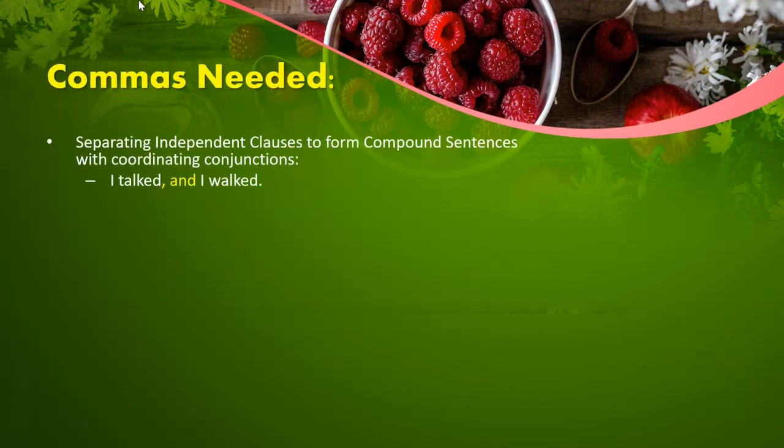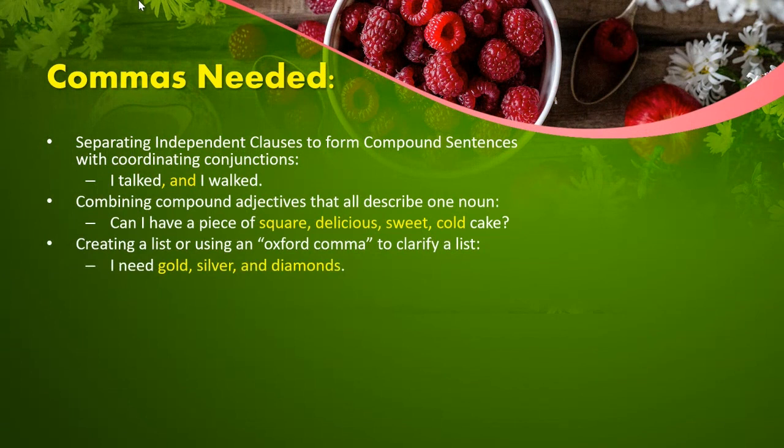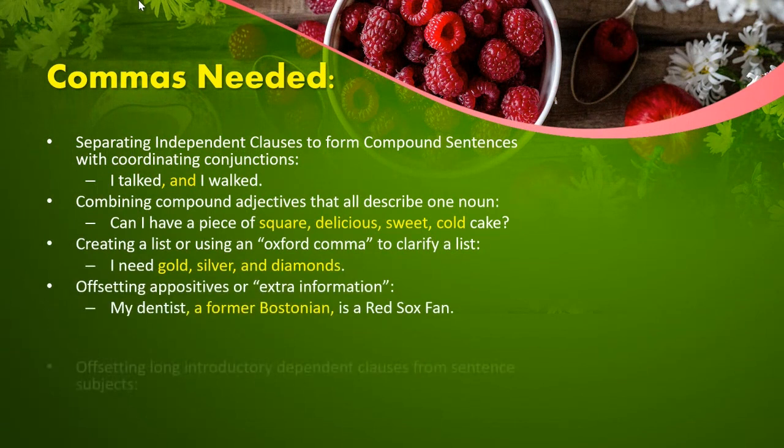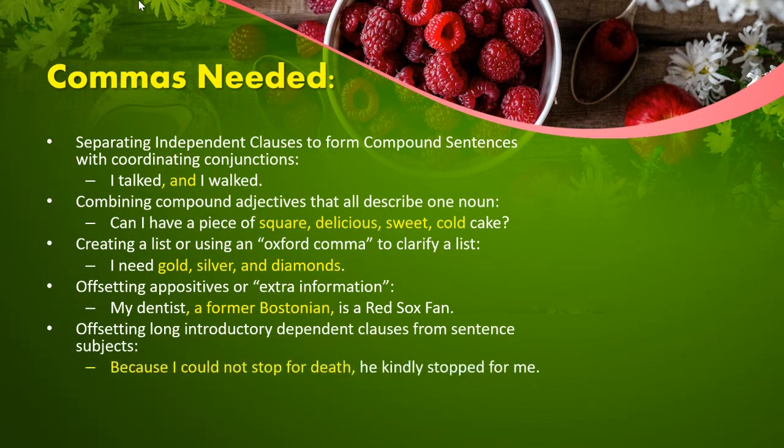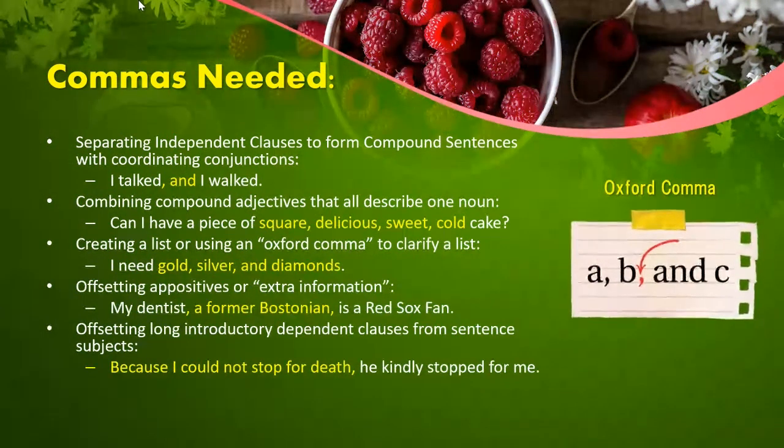Some sentences require a comma or commas to make the sentence mechanically correct. For example, commas are needed to separate independent clauses to form compound sentences with coordinating conjunctions. An example of this is, I talked, and I walked. Since you have two independent clauses connected by a coordinating conjunction here, a comma would be placed between them. Commas are also needed to combine compound adjectives that all describe one noun. An example of this is, can I have a piece of square, delicious, sweet, cold cake?